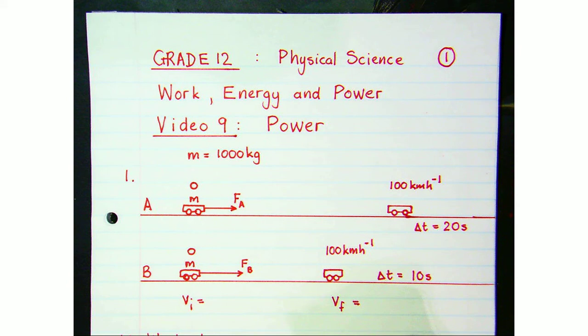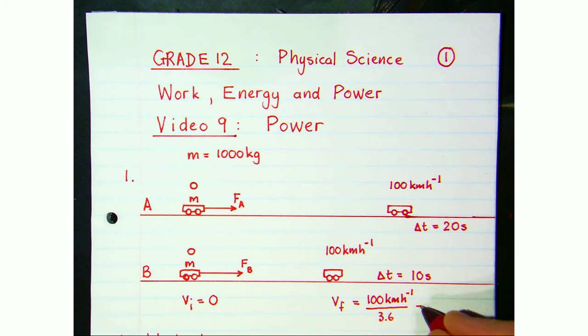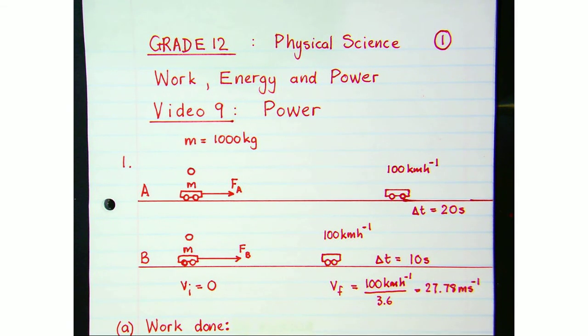So in both cases, the initial velocity of each car is 0, so it starts from rest, and they both reach 100 kilometers per hour, so we need to convert that to meters per second. So 100 kilometers per hour divided by 3.6 is going to give us 27.78 meters per second. So both cars reach that final speed, but in different times. So I want you to pause the video and calculate the useful work done by each car.